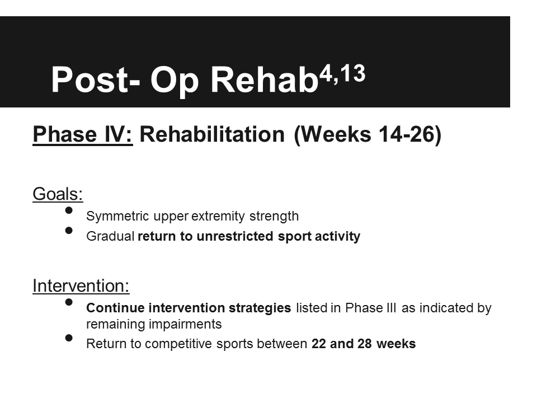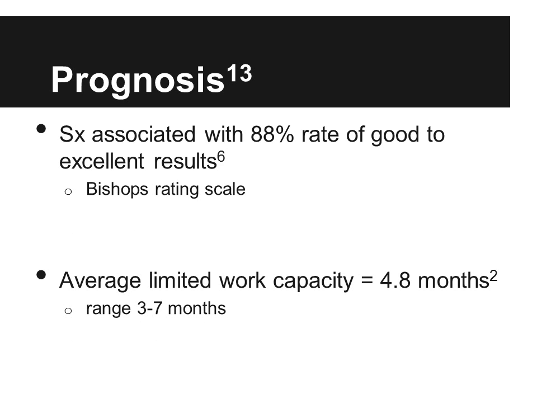Here's phase 4, weeks 14 to 26. Really looking here at return to unrestricted sport activity if that's indicated for your patient. You're going to continue the intervention strategies listed in phase 3. So overall, you're looking at a total of around 6 months of rehab if you're returning to sports. Most likely it's going to be less for those patients that aren't competitive athletes, but this protocol suggests 6 months if they return to sport.